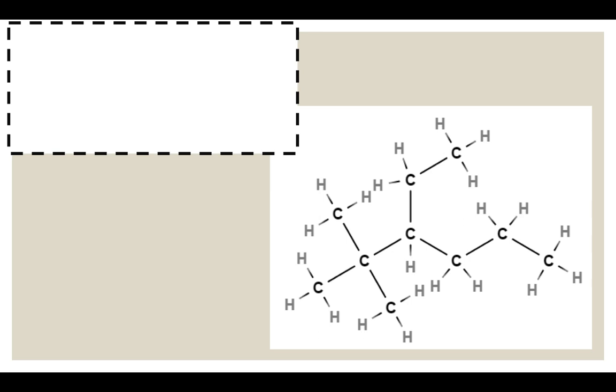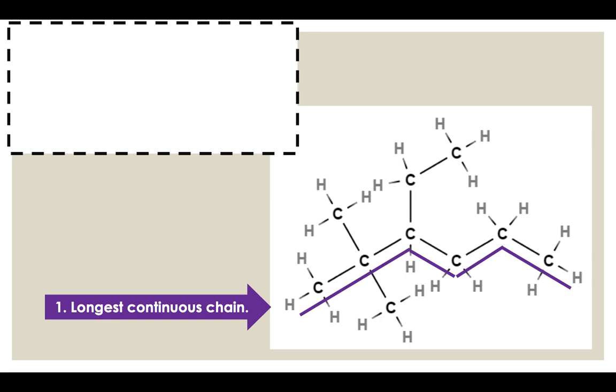First of all, identify the longest continuous chain. That is here. Okay? You have 6 carbons. However you count it, this will be the longest continuous chain of carbons. Then if this chain does not have any other side chains, it will be called a hexane. So the main chain is a hexane.